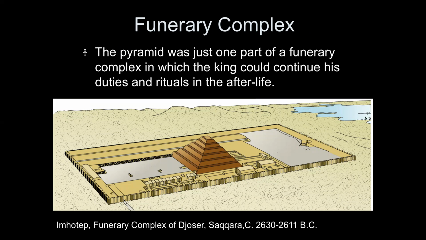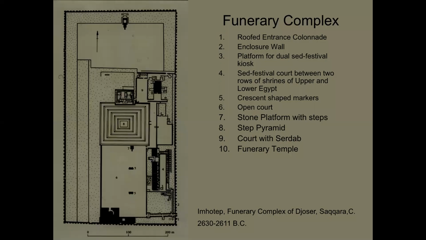and that had spiritual significance. So when you look at the complex, we're not going to look at every part of it, but just some of the more relevant ones. We can see again, it's perfect north, south, east, and west. We have the pyramid in the middle here. And what I want to concentrate on is the Sed festival court. That's this right here, and the crescent-shaped markers.